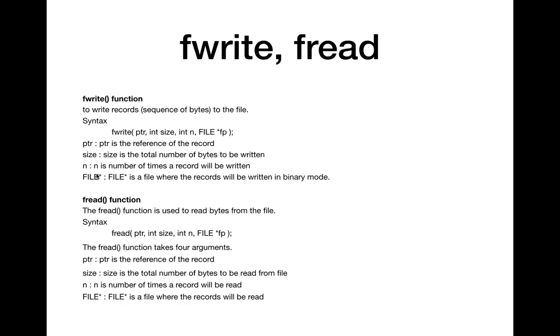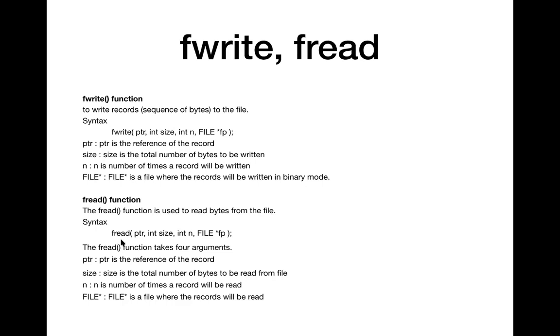Let me repeat it. fwrite is to write something to the file. It could be an array or it could be a structure. So PTR is going to be whatever I wanted to write. Okay, the reference of that particular record, a structure or an array. Size is the total number of bytes I want to write. N is the number of records I'm going to write. FP is the file pointer.